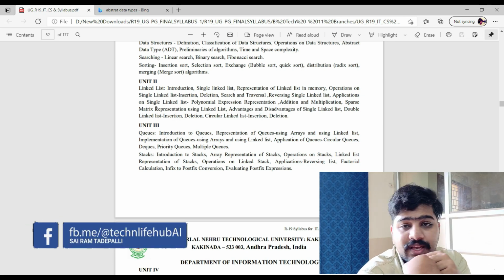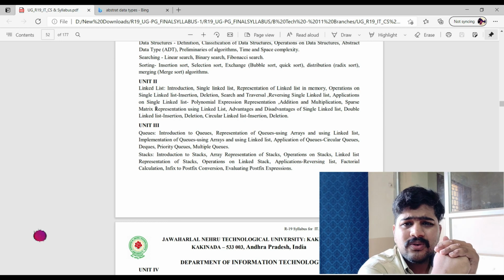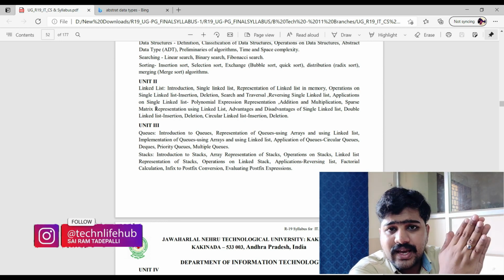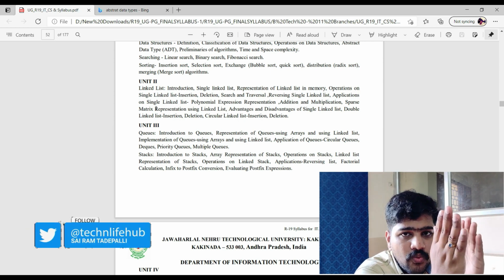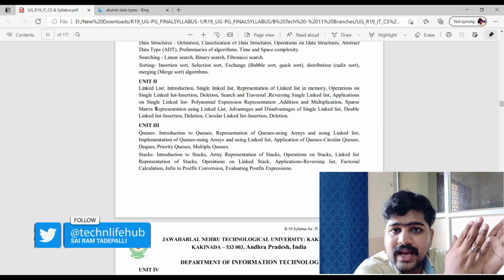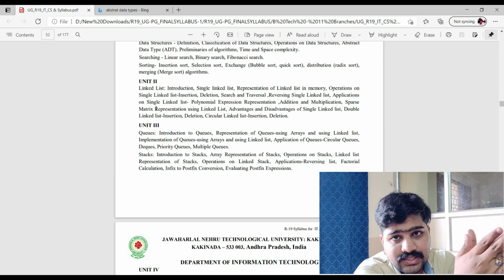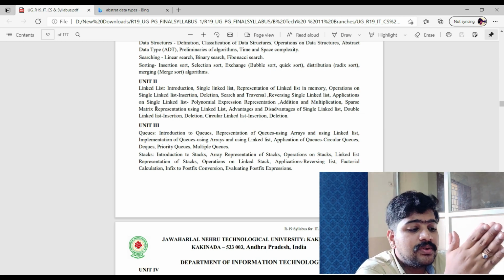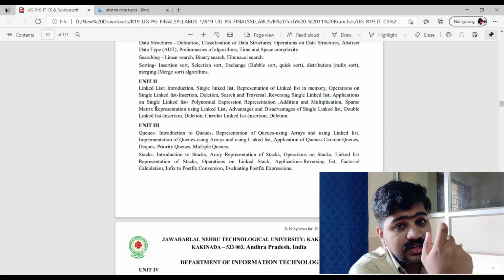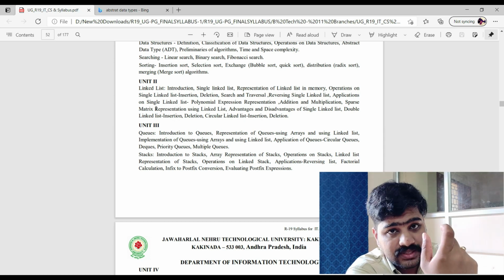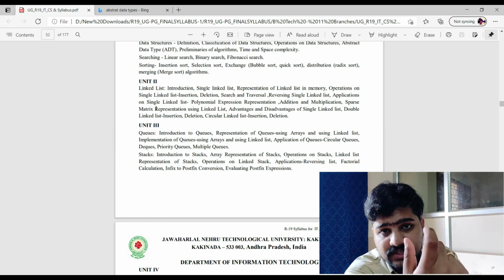And coming to unit 3, it's a combination of two different data structures, queues and stacks. Everyone will get confused with queues and stacks. So what is a queue? What is a stack? Stack means last in first out or first in last out. Queue means first in first out or last in last out. Like that you need to define. So you should not get confused with these terms. One is first in first out, and the other one is first in last out or last in first out.